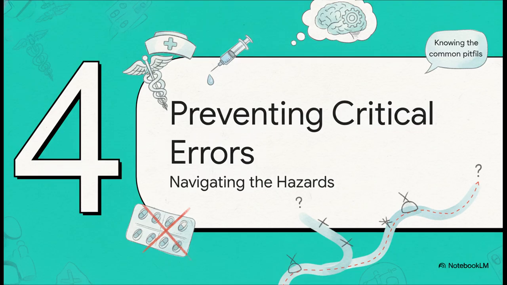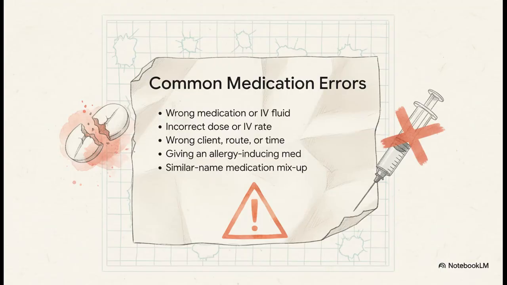Knowing the common traps is the first step in learning how to sidestep them. Take a good look at this list. You see a pattern? Every single one of these scary, potentially devastating errors is a direct violation of one of the 10 rights we just talked about. This isn't just academic. This is why following that process every single time is completely non-negotiable.